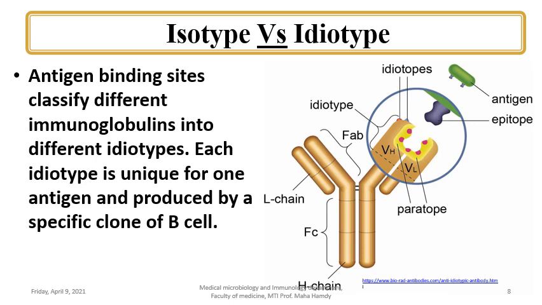ال antigen binding site classify different immunoglobulin into different idiotypes. Each idiotype is unique for one antigen and produced by a specific clone of B cell. يعني كل antigen بيبقى له antibody specifically can bind to it. يعني احنا اتفقنا إن الفاريشن في ال FC portion في ال heavy chain هو اللي بيعمل لي different major 5 classes. لكن عندنا هنا دلوقتي بنتكلم على حاجة اسمها الايديوتايب اللي هو في الانتيجين بايندينج سايت نفسه إن في variability، والvariability دي بتخلي كل immunoglobulin specific to particular antigen.